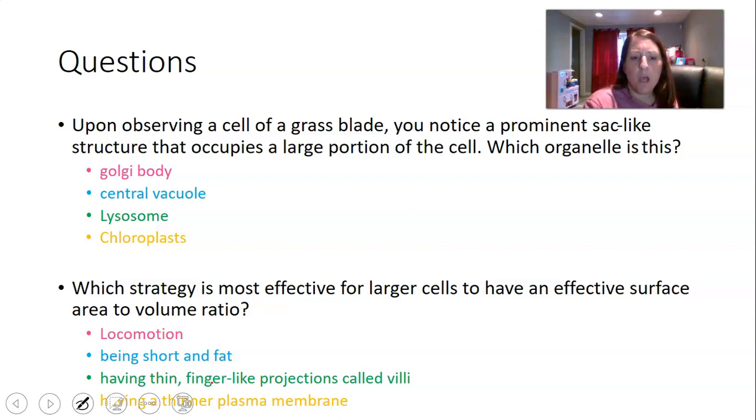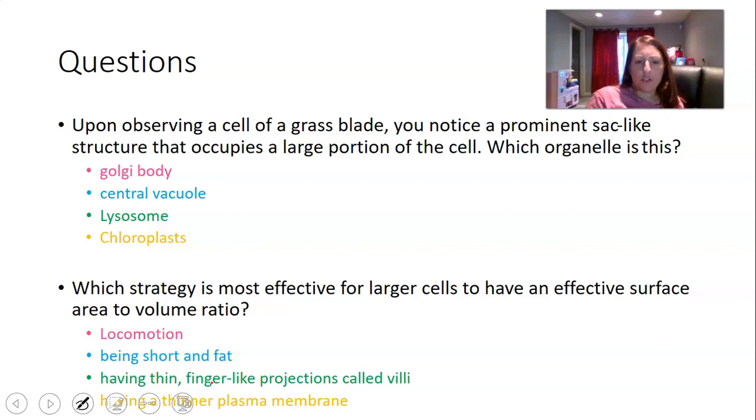Okay. Upon observing a cell of a grass blade, or a blade of grass, I should say, you notice a prominent, so a large, sac-like structure that occupies a large portion of the cell. Which organelle is this? Is it the Golgi body, the central vacuole, the lysosome, or the chloroplasts? So hopefully you answered blue here. That's going to be called the central vacuole.